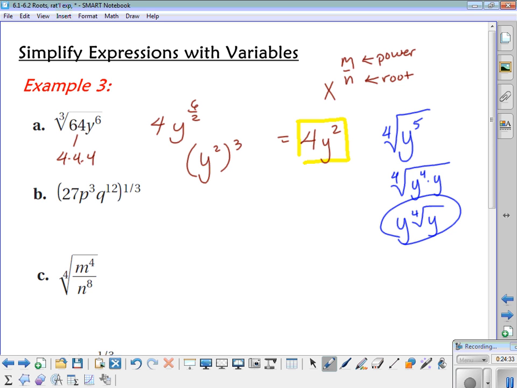B, it's the same thing as we were doing before. You're just going to multiply the exponents. So I've got 27 to the 1/3 power, p to the 1st power, and q to the 4th power, because 1/3 of 12 is 4. And so the cube root of 27 is 3, p, q to the 4th.